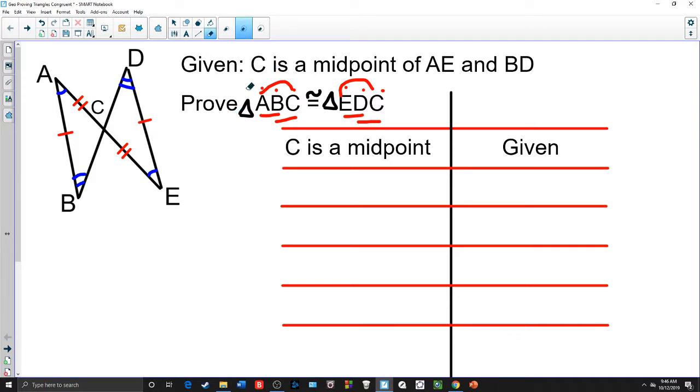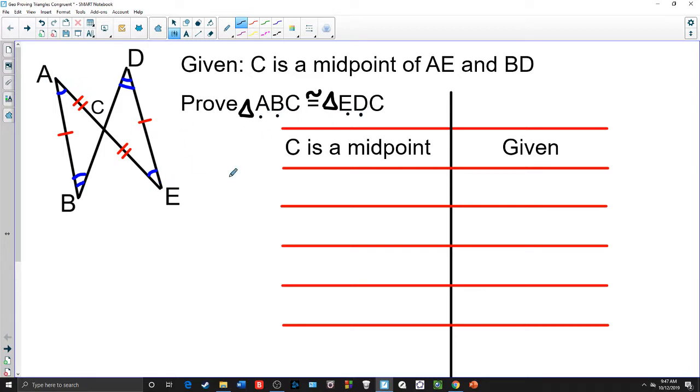Now, luckily for us, most of the stuff is given to us already in the picture and in the given. So our given statement says C is the midpoint of AE and BD, which is good. I just abbreviated that here to save myself some space. And we're also given by the picture that D and B are congruent, which is good. That's our first pair of angles. A and E are congruent.